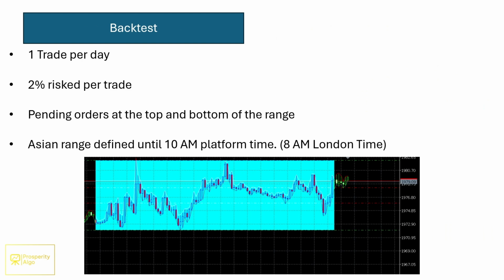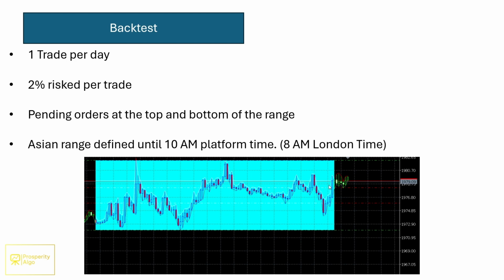So to actually test this strategy and see if it works, we have to define some rules. In this particular backtest of the London breakout, we're only going to make one trade per day. That trade is going to be set by taking the Asian range, here defined in blue, and placing a pending order at both the top and the bottom of that range. Once price breaks out of this range, one of these orders will be triggered. And as soon as one order is triggered, the second one will be canceled.